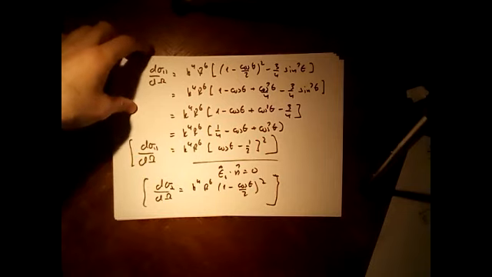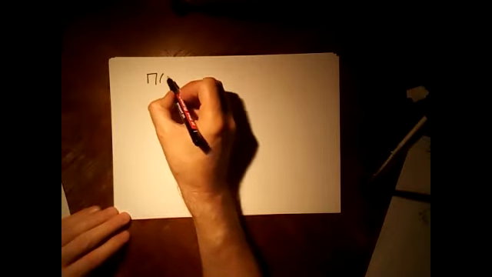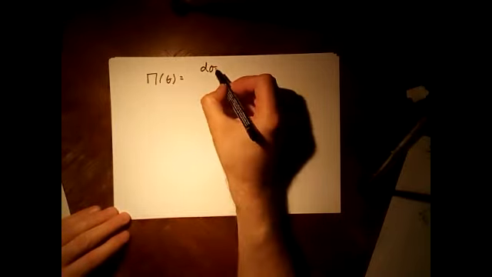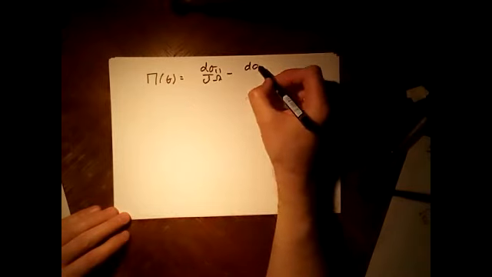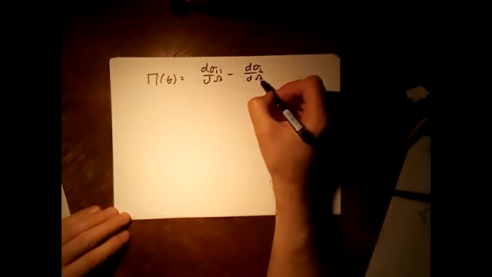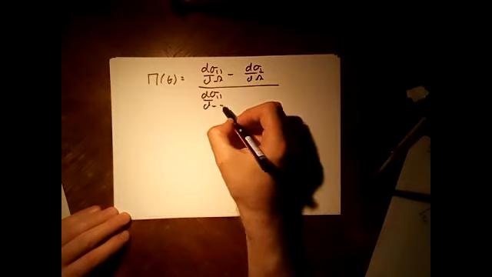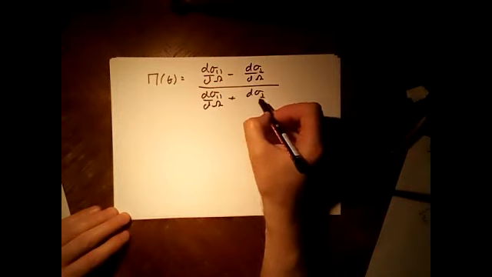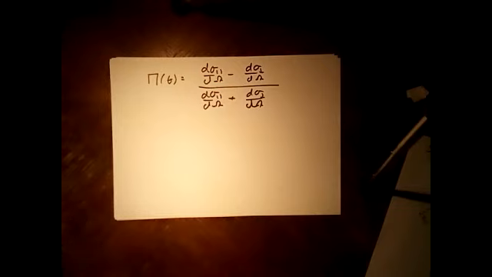And what you can calculate, and you're asked to calculate this in the problem, is the polarization. I just give you the formula: (dσ/dΩ parallel minus dσ/dΩ perpendicular) divided by (dσ/dΩ parallel plus dσ/dΩ perpendicular). Okay, so that wraps up this problem. Thank you for your attention.